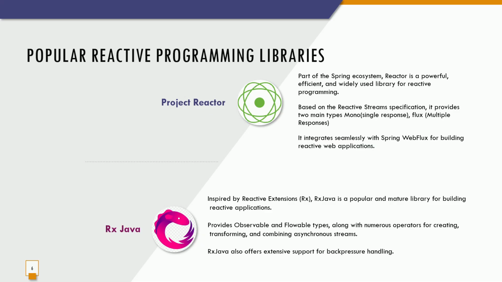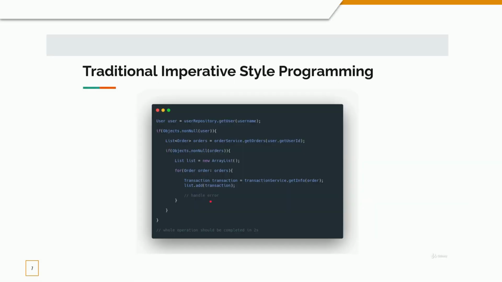And also we have RxJava, inspired by reactive extensions. RxJava is a popular and mature library for building reactive applications. It provides Observable and Flowable types along with numerous operators for creating, transforming and combining asynchronous streams. And also, RxJava offers extensive support for back pressure handling.